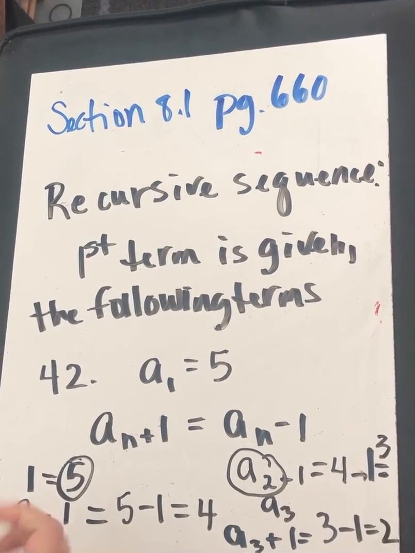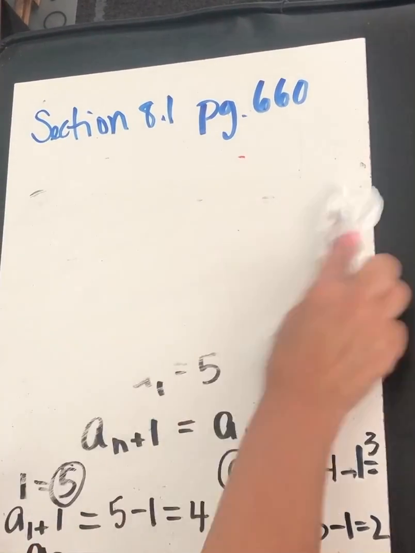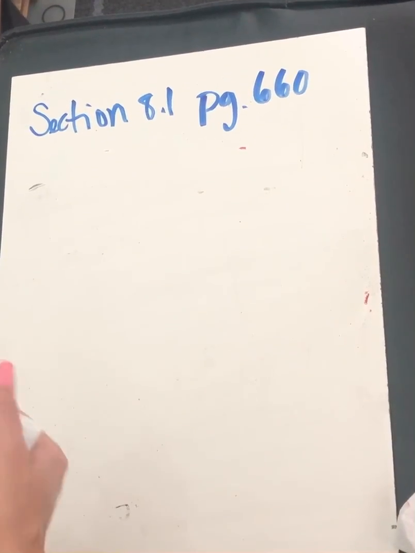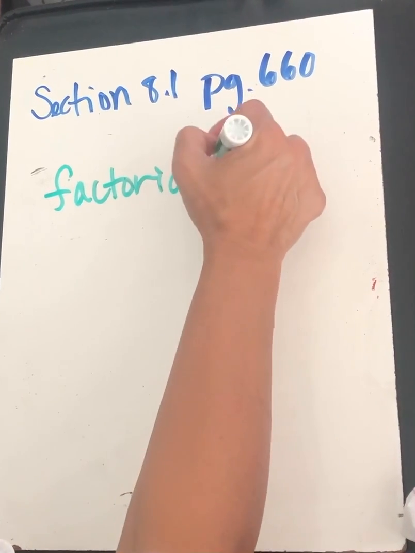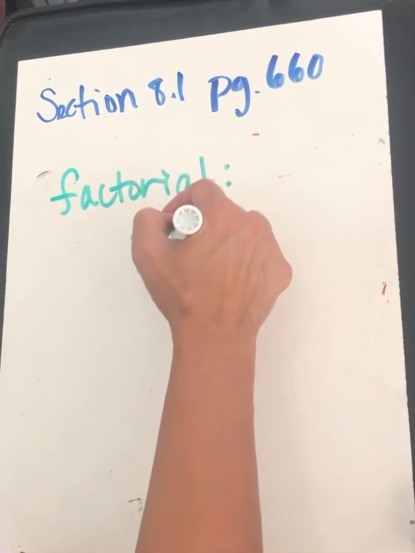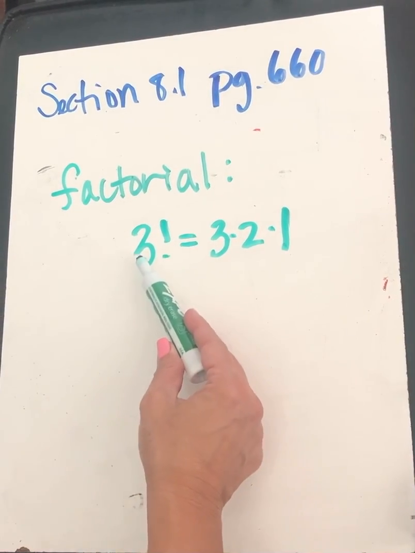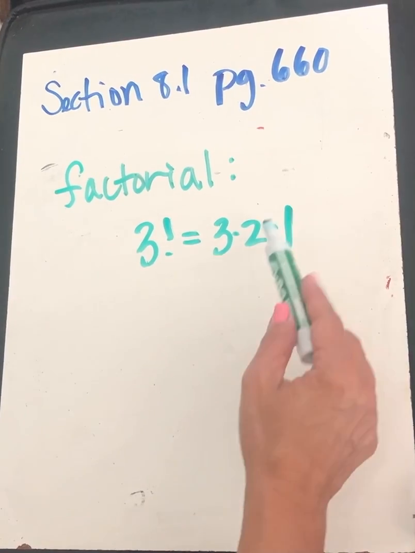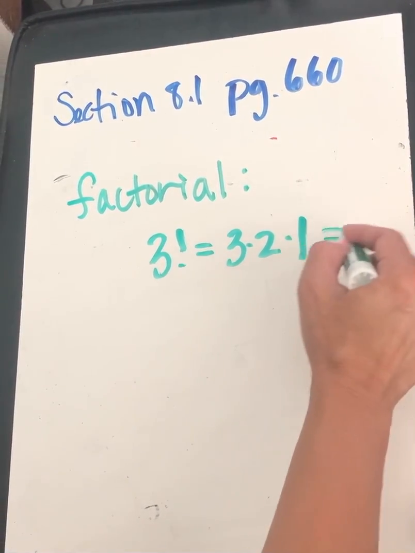And then finally, I would just like to go over with you how to simplify a factorial expression. So remember, when you have a factorial, for example, 3 factorial is equivalent to 3 times 2 times 1. So it's equivalent to that number and every number below it multiplied. So 3 factorial is 3 times 2 times 1, which equals 6.